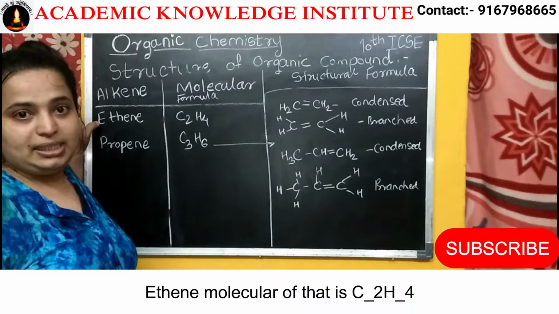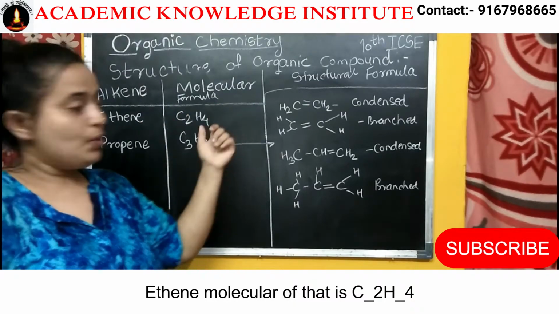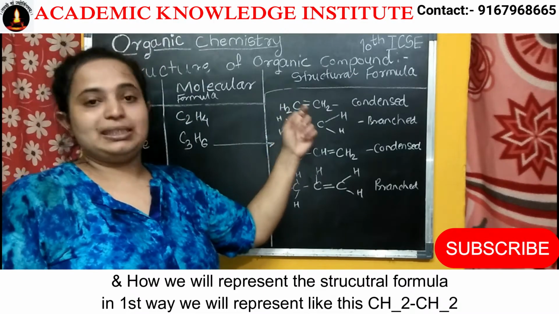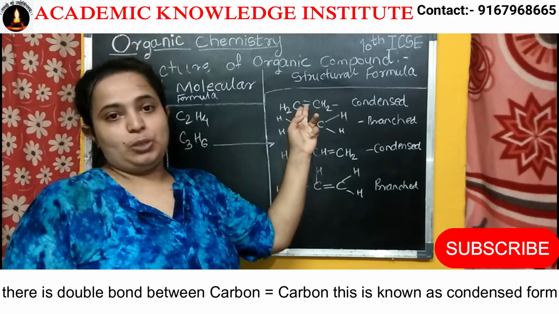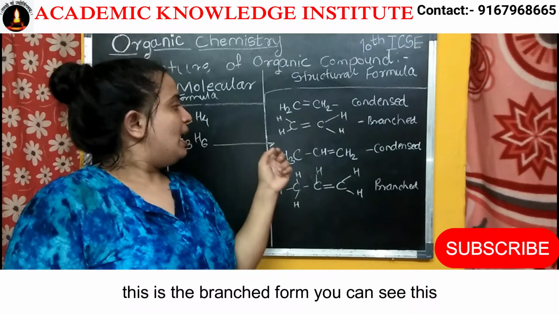The first alkene is ethene. The molecular formula of that is C2H4. And how will we represent the structural formula? In the first way we will represent it like this, CH2 and there is a double bond between the carbons. This is known as the condensed form, and this is the branch form.